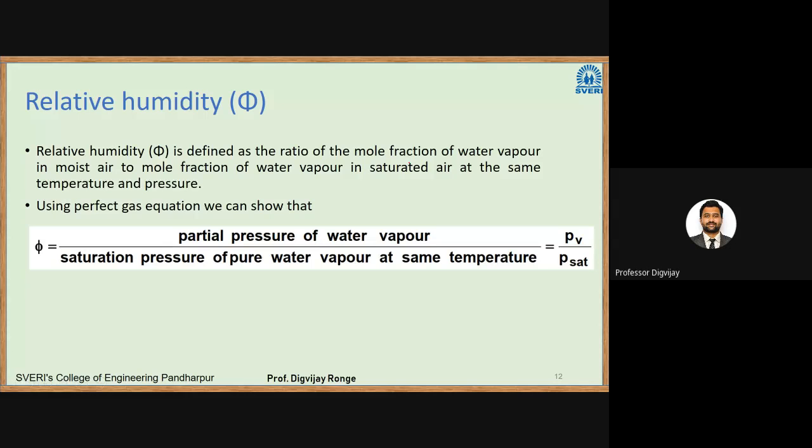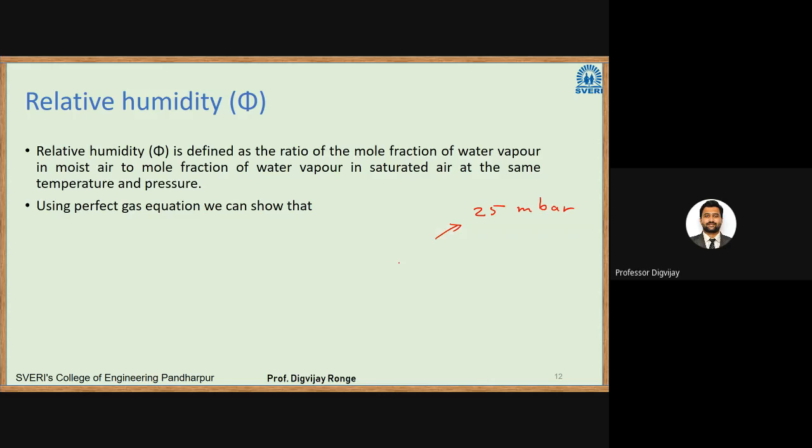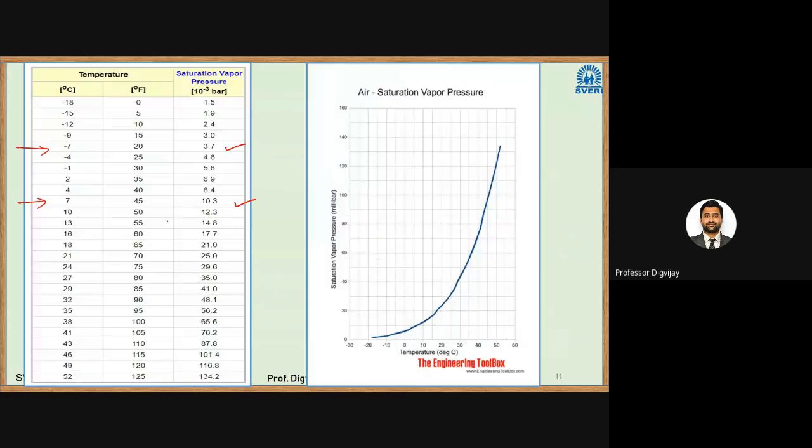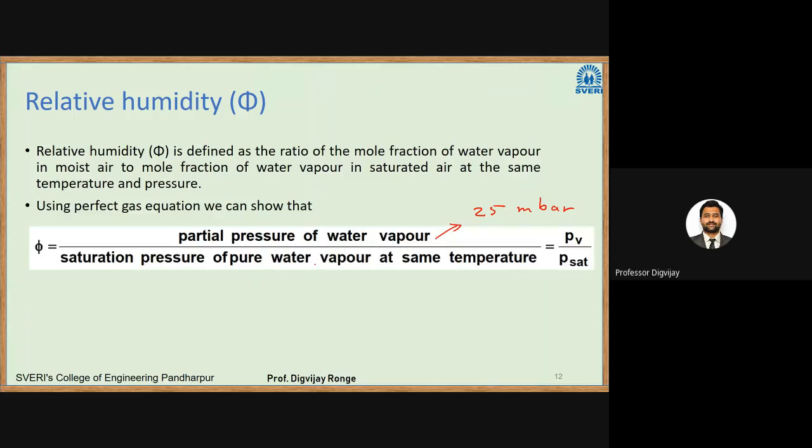So suppose in this atmospheric air, like you are now sitting, in the air that is presently around you, suppose the partial pressure of water vapor is 25 millibar. Okay, 25 millibar. And the saturation pressure of pure water vapor at the same temperature. Now suppose the temperature here is 30 degrees Celsius or 32 degrees Celsius. So you can see here. If I take a temperature of 32 degrees Celsius, right? I have to look into the table for the saturation vapor pressure. So here the saturation vapor pressure is 48.1.